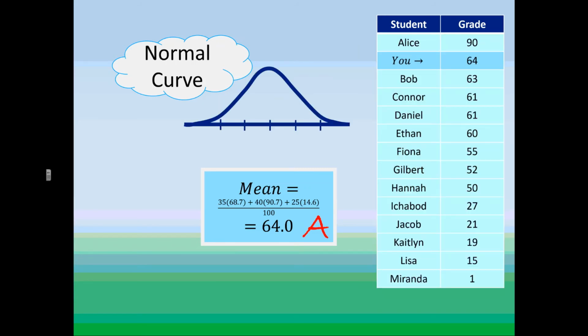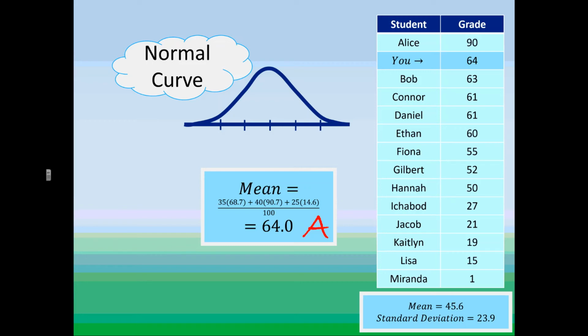Sometimes the particularly cruel teachers use the normal curve. The normal curve is very special. With this one, you not only have to be better than everyone else, but you have to be a lot better than everyone else. So they take the average and they find something called the standard deviation.